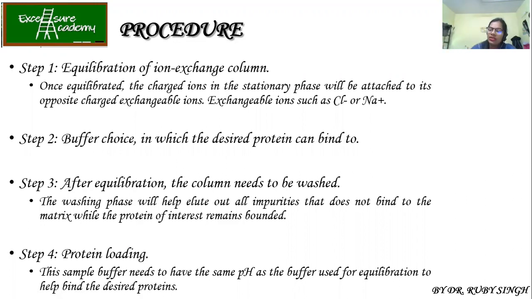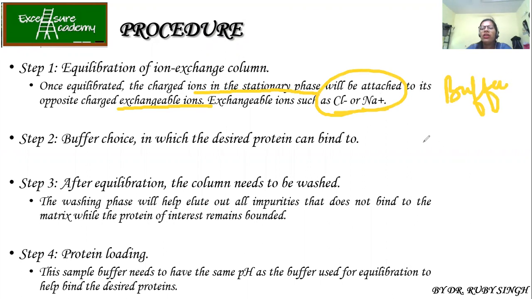Now let's see what is written over here also. Once equilibrated, the charged ions in the stationary phase will be attached to their oppositely charged exchangeable ions like chloride or Na+. This depends on the buffer you use for equilibration.